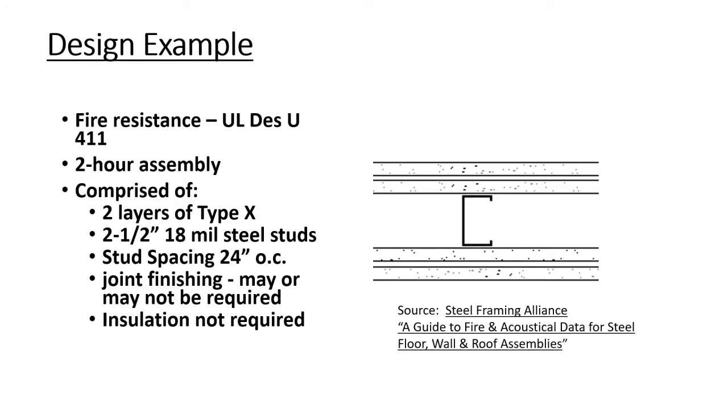Starting with fire resistance and reviewing the Steel Framing Alliance, a guide to fire and acoustical data for steel floor, wall and roof assemblies, it is determined that the best solution is to follow UL Design U411. This system is comprised of 2 layers of Type X gypsum panels installed on both sides of a 2.5 inch 18 mil stud that is spaced at 24 inches on center.